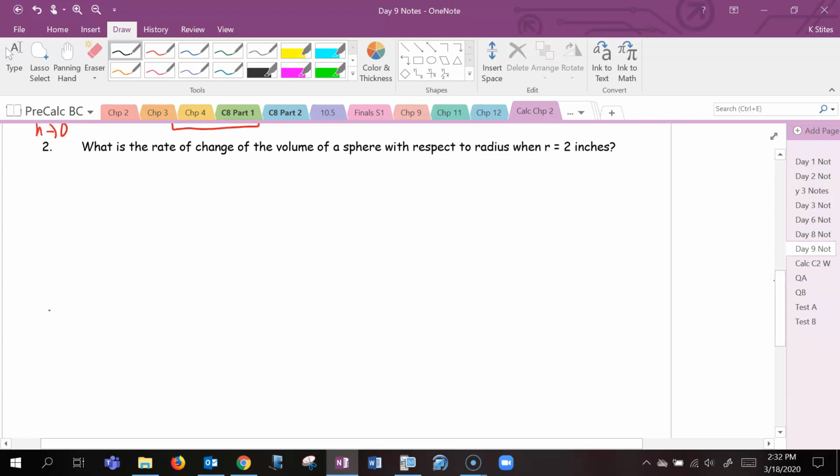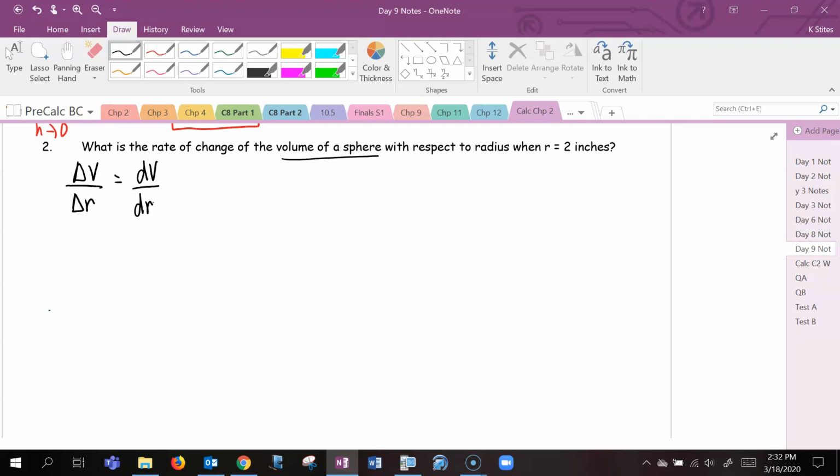Alright, next. What is the rate of change of the volume of a sphere with respect to radius when r equals 2 inches? Well, what we're really finding here is change in volume over change in radius. And when we get to Chapter 3, this is going to be something called dV dr. It looks like dV over dr, like it's a fraction, but it's not. This is just notation we'll use with derivatives. We'll get there in a little bit.